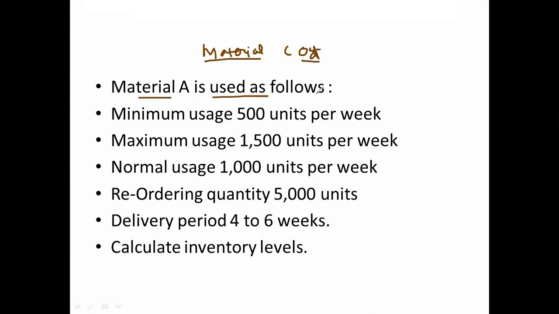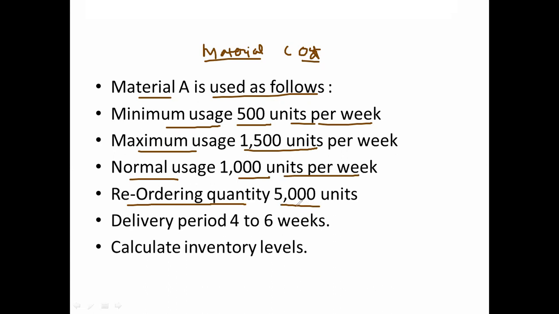Material A is used as follows. Minimum usage is 500 units per week. Maximum usage can go up to 1500 units per week. Normal usage is 1000 units per week. Reorder quantity is 5000 units. Lead time, that is the delivery period, is 4 to 6 weeks. So minimum you can get the order in 4 weeks, or maximum it can take up to 6 weeks.